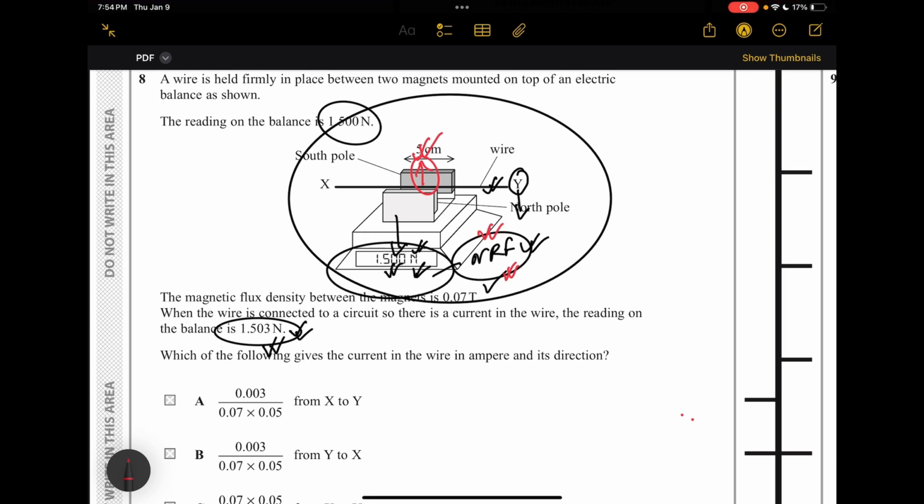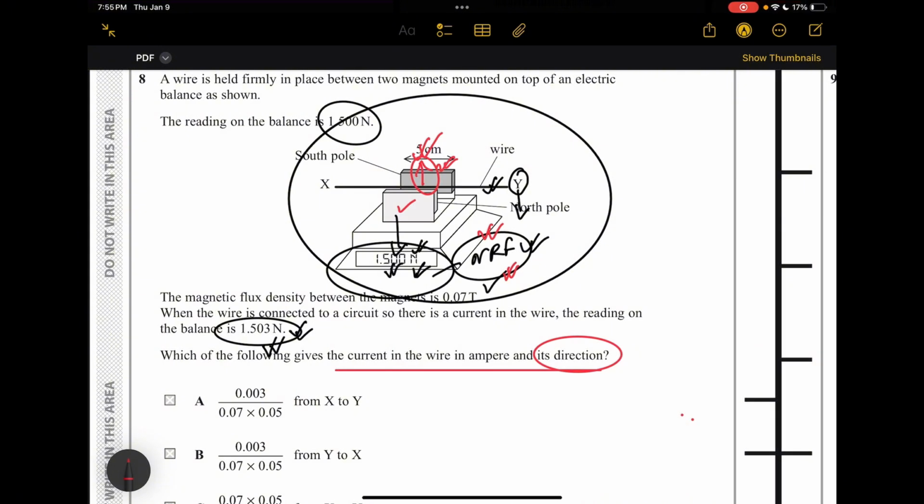Now what they are asking is, which of the following gives the current in the wire and its direction? So we have to first figure out the direction of the current. We know the force is upward. Very good. The magnetic field is into the paper because it's north and south.